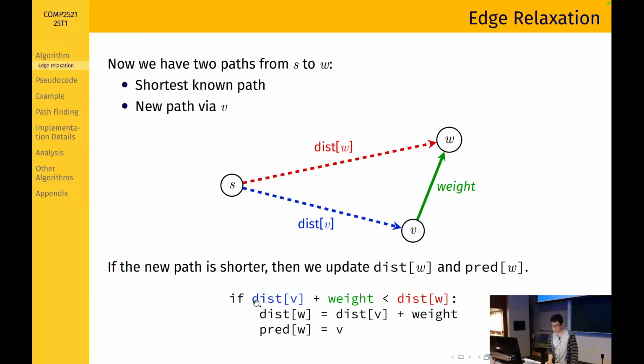Okay, so here's the if statement. So if distance V plus weight is less than distance W, then we update distance W to dist V plus weight. Okay, and then we set the predecessor of W to V.